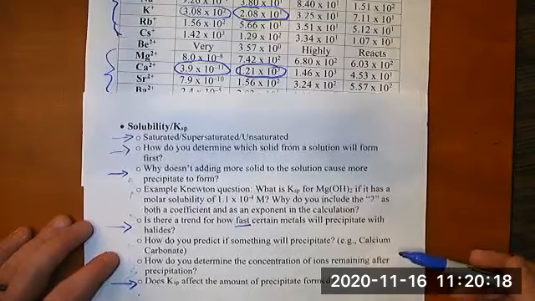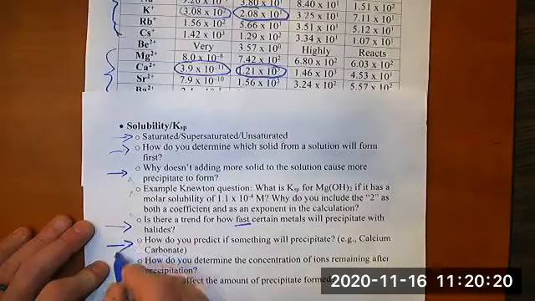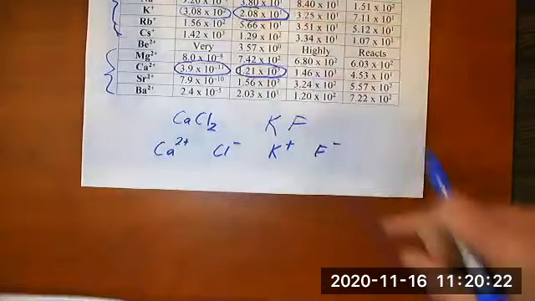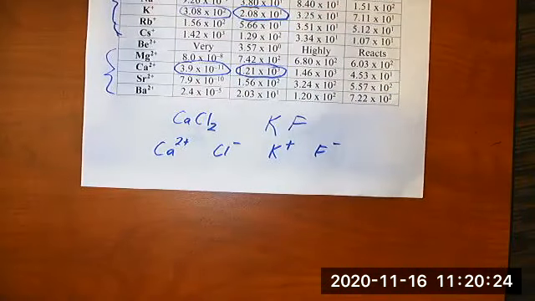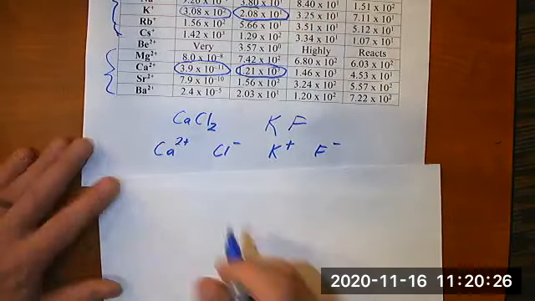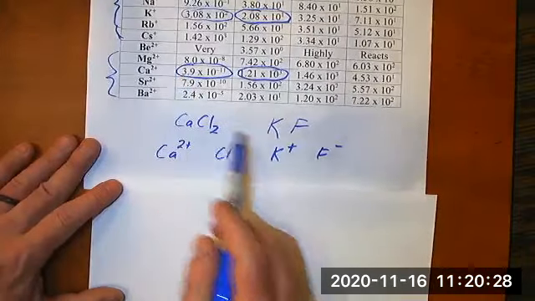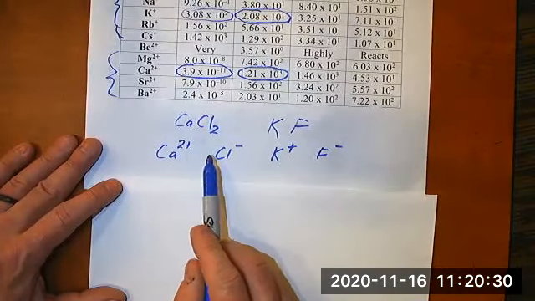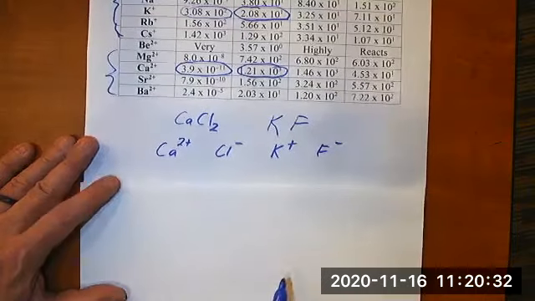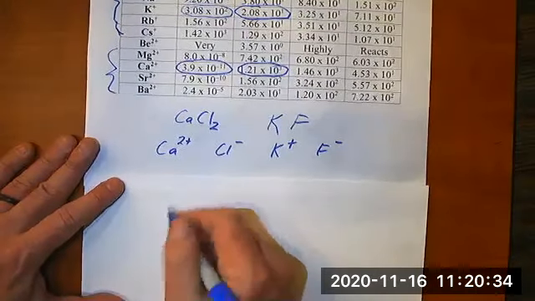How do you predict if something will precipitate? That's actually just what we were talking about right here. So in this case, we determined that calcium fluoride is going to precipitate. The general idea is for a combination.